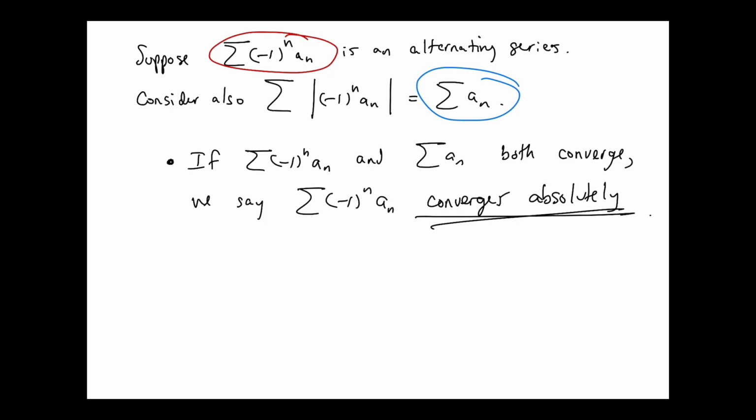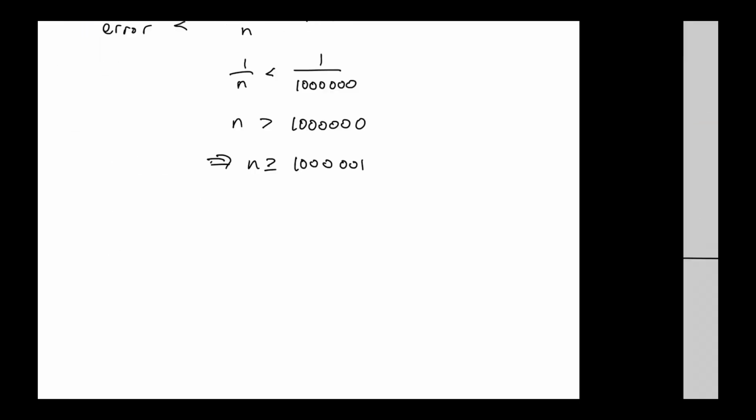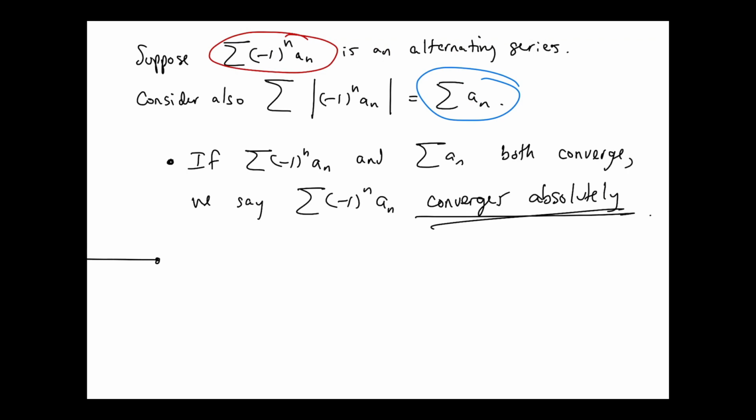Anyway, okay. So if they both happen to converge, then we say that the original converges absolutely. Okay? If the original converges, but the absolute value version diverges, oops, sorry.